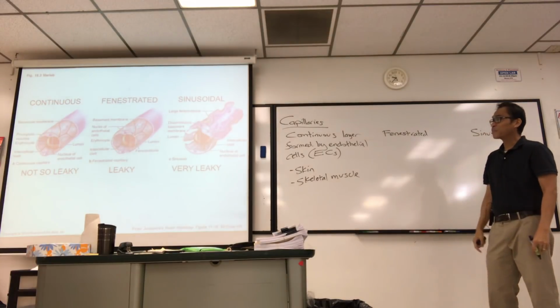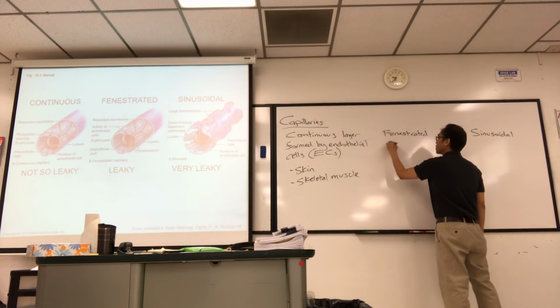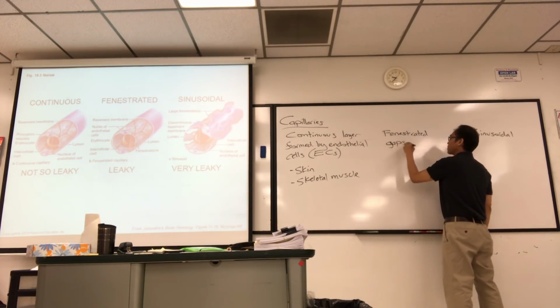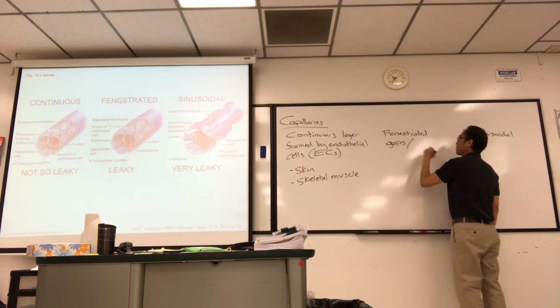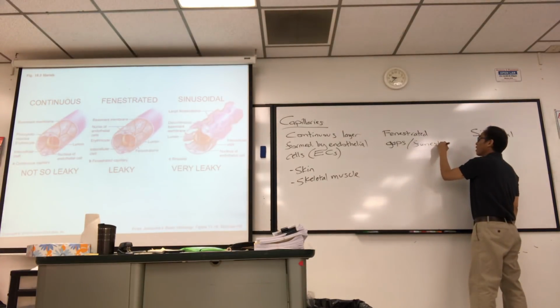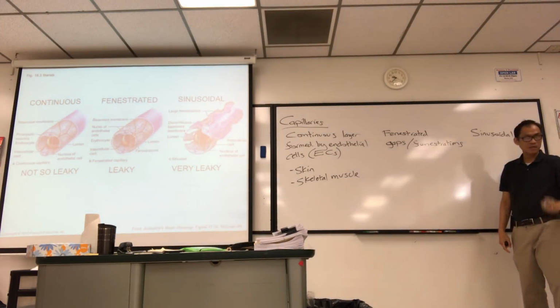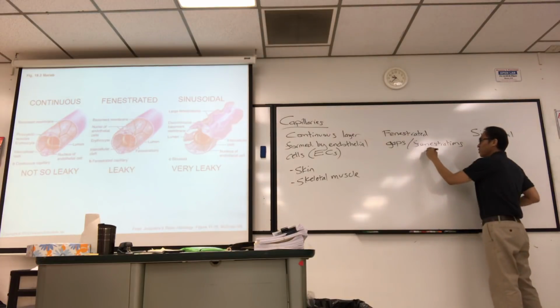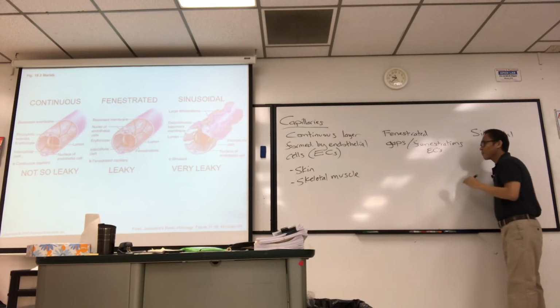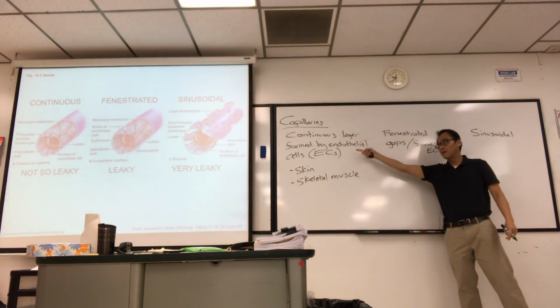Fenestrated capillaries are more leaky. So what we mean by that is there's gaps and fenestrations. A fenestration is a tiny hole in a cell. So the tiny holes or fenestrations in the ECs, but there are also gaps between the ECs, larger gaps than in these ones over here.